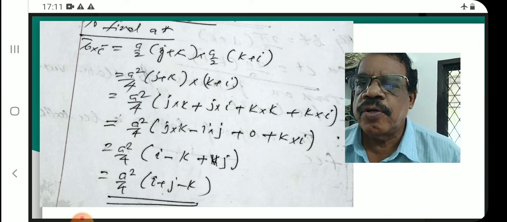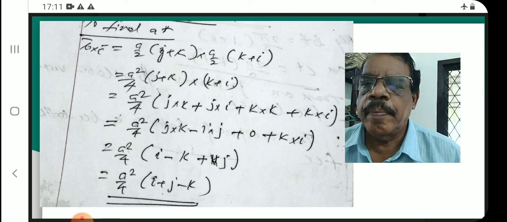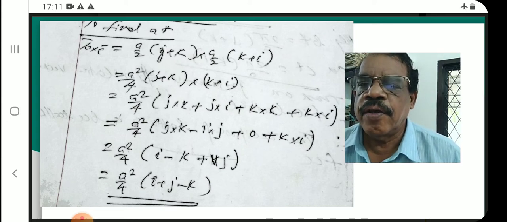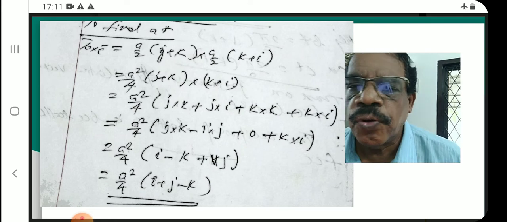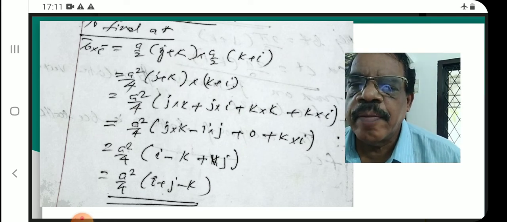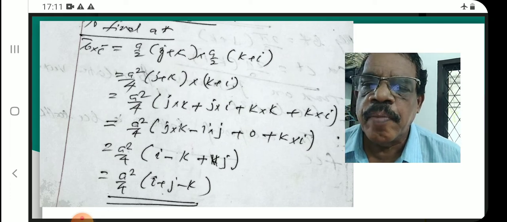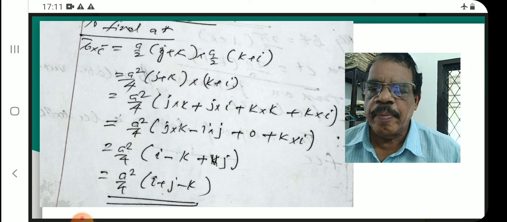b cross c is a by 2 into j plus k cross a by 2 into k plus i. That is a square by 4 into j plus k cross k plus i. We multiply. That is j cross k, there are 4 terms, and one term will become 0. We get inside i minus k plus j, because j cross k is i, in that manner.